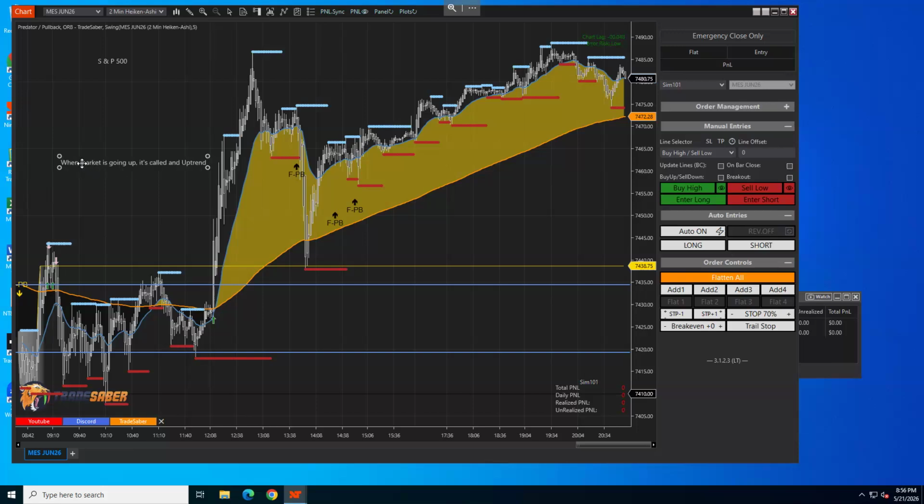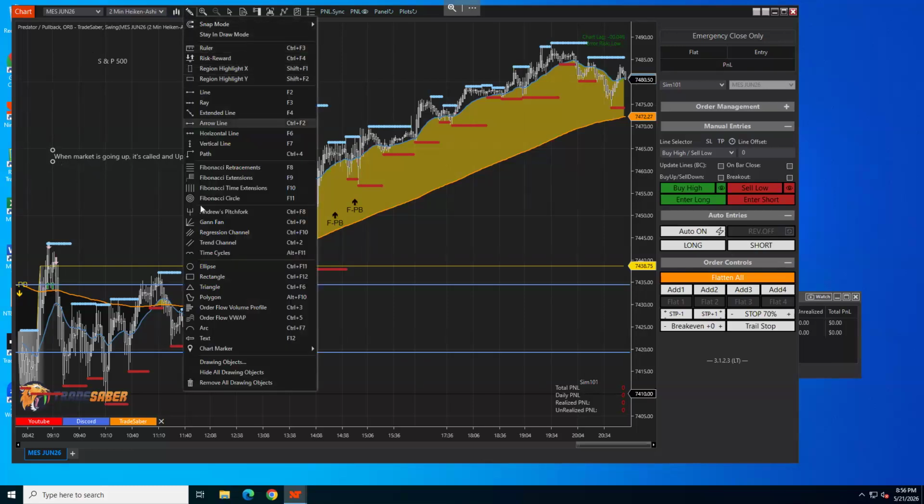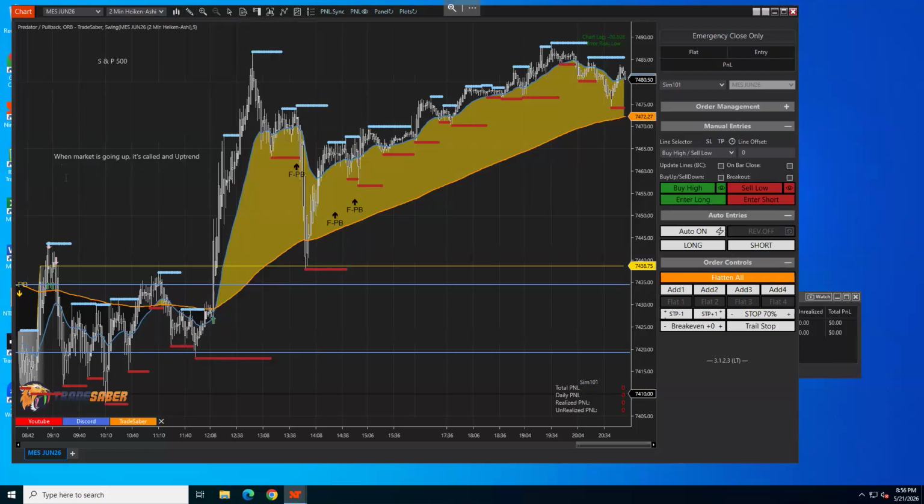Now there are different names for it. You've got uptrend, you have bullish. That's another name for when the market's going up. If you ever hear somebody say the market was bullish today, that means it was going up. Bullish, like a bull. Going bullish means going up.